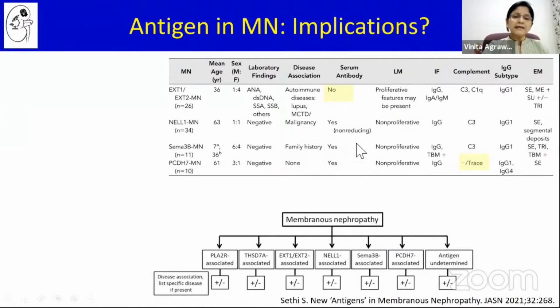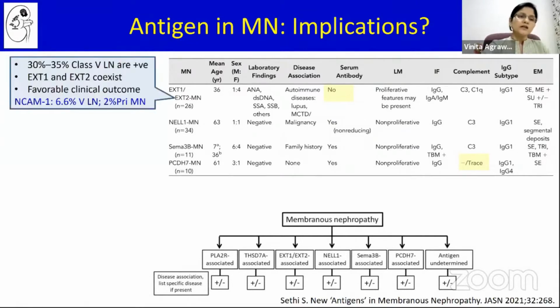So what is a clinical implication of detecting these antigens? Is it useful? We know that now there is sufficient data to say that antigens like exostosin 1 and 2, which are associated with SLE and other autoimmune diseases, have a favorable clinical outcome, and the clinician can decide how these patients are treated.